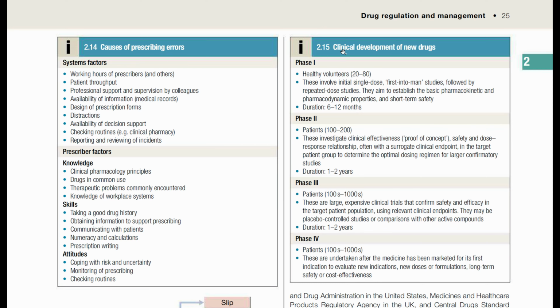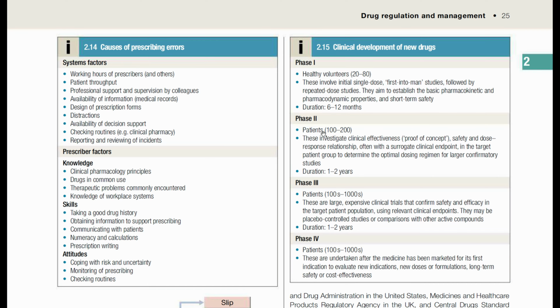Box 2.15, Clinical development of new drugs. Phase 1, healthy volunteers, 20 to 80. These involve initial single dose first into man studies followed by repeated dose studies. They aim to establish the basic pharmacokinetic and pharmacodynamic properties and short term safety. Duration 6 to 12 months.